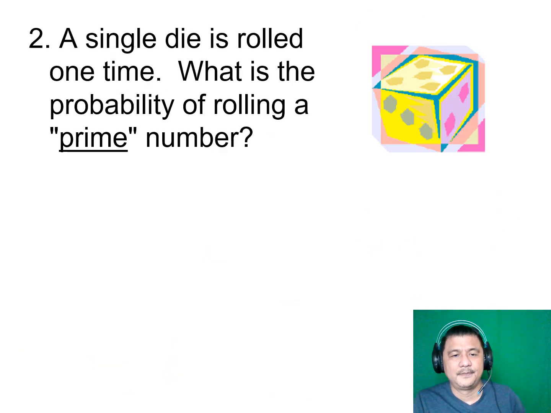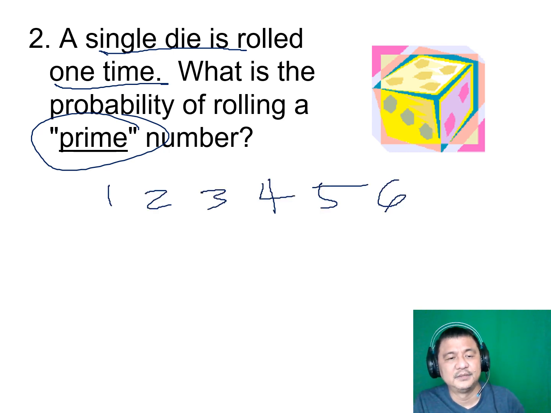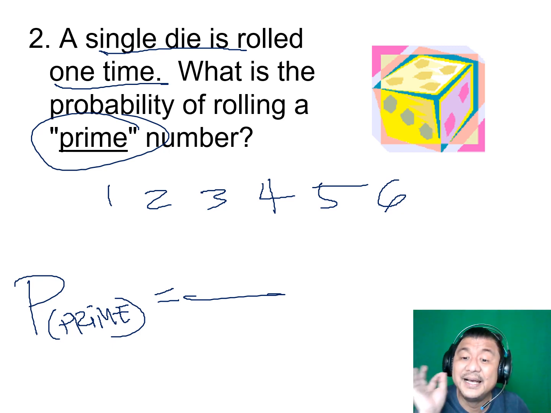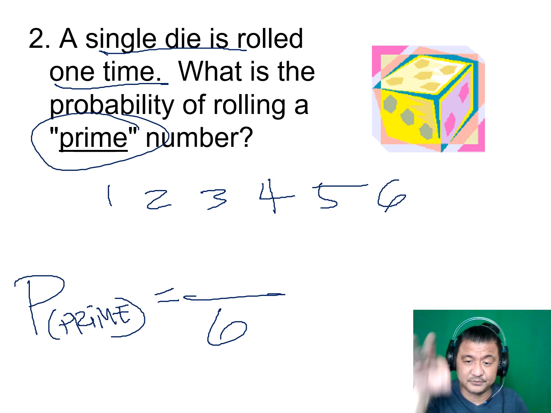Okay, got it? Next, a single die is rolled one time only. What is the probability of getting a prime number? Okay, let's write down the numbers first. Again, 1, 2, 3, 4, 5, 6. Probability of getting a prime. Oh, you forgot what prime numbers are. But what's at the bottom? Tell me what's at the bottom. Yes, 6, because there are 6 possible outcomes: 1, 2, 3, 4, 5, 6.